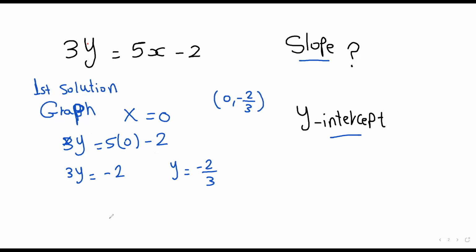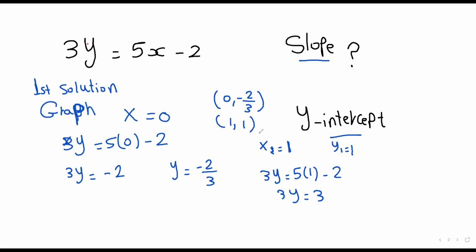Take another value for x, say x equals 1. 3y equals 5 times 1 minus 2, then 3y equals 5 minus 2, which is 3, divided by 3, so y equals 1. So here the second ordered pair is 1 and 1.